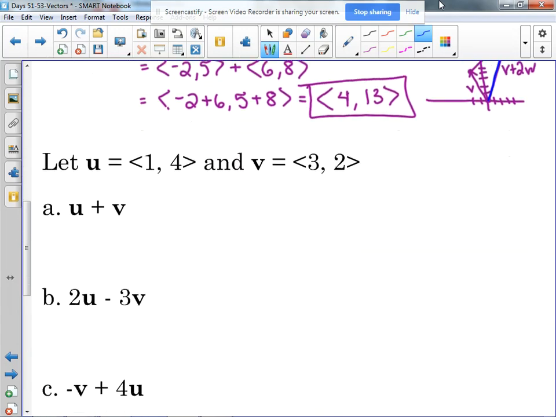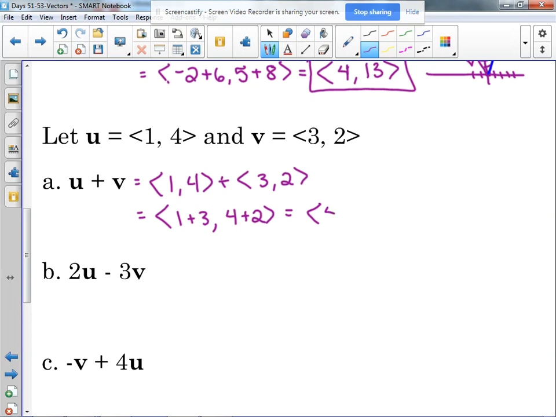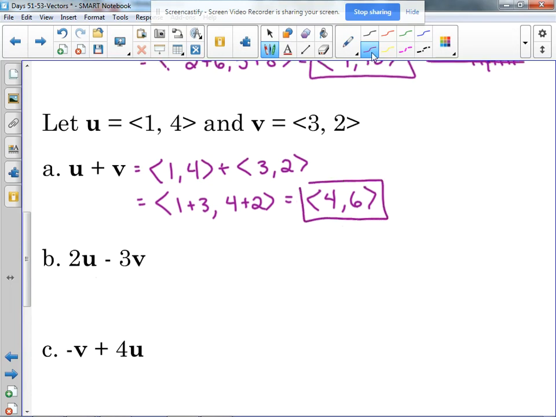All right, let's do one more. Let u be 1, 4 and v be 3, 2. So if we add those together, we are just adding the x components, adding the y components. Obviously, you should get to the point where you don't really need to show the work, but I want you to have something to look back at. So 4, 6 is the resultant vector when you add 1, 4 to 3, 2.